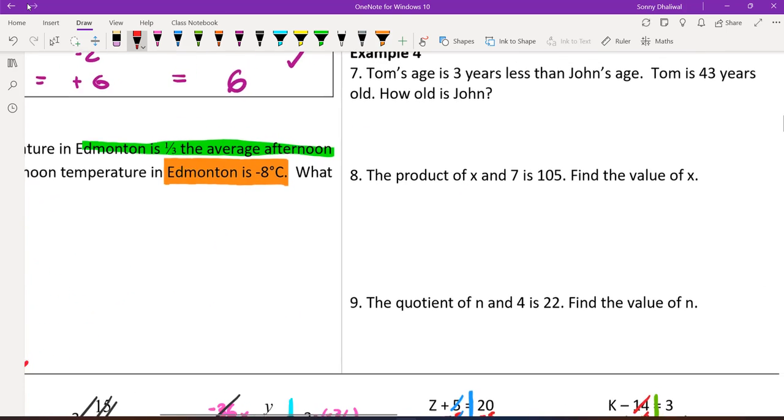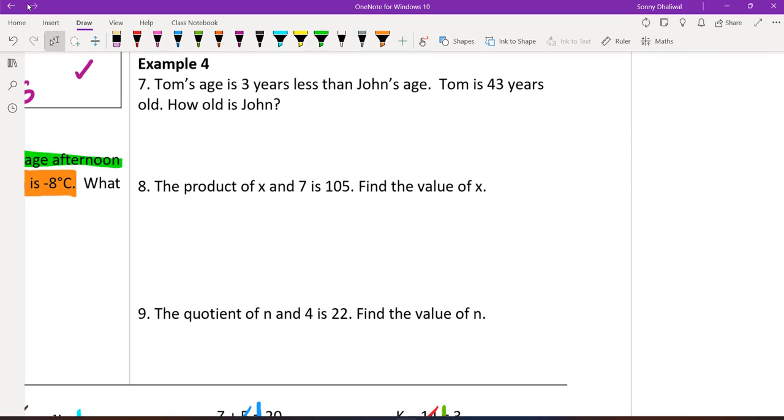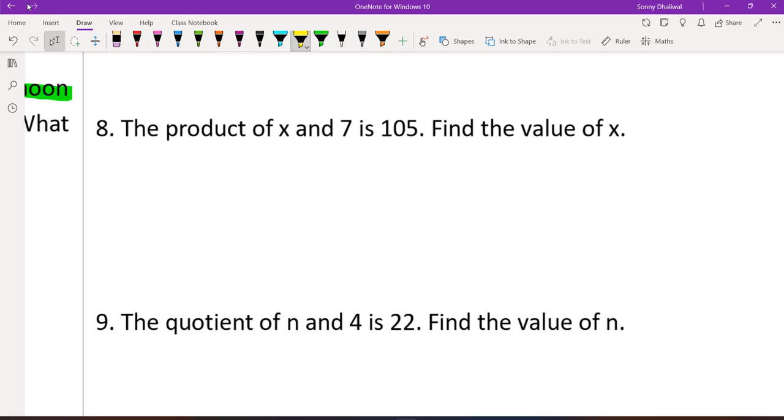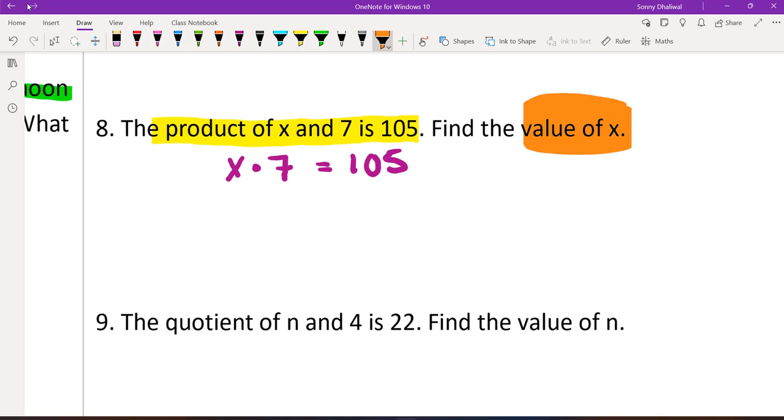Okay. We're going to skip question 7. We're going to do 8 and 9. It says the product of x and 7 is 105. So we need to come up with a math equation for this. What does the word product mean mathematically? Multiply. If you get confused with these math terms, look on the board above my shoulder. Product means to multiply, right? So if you multiply x and 7 together, you will get 105. The question is, find the value of x.